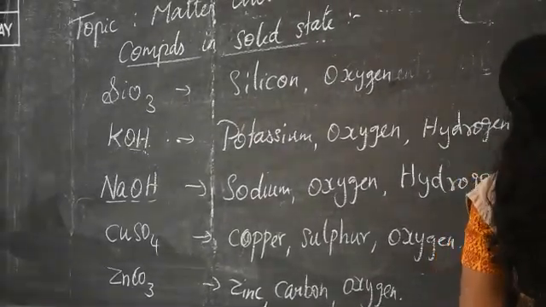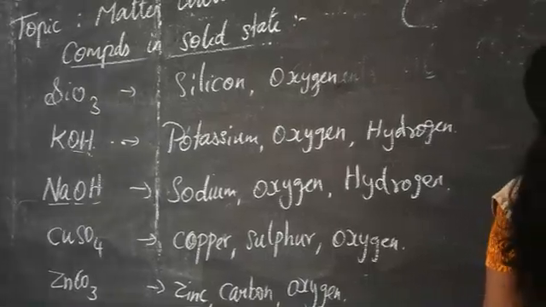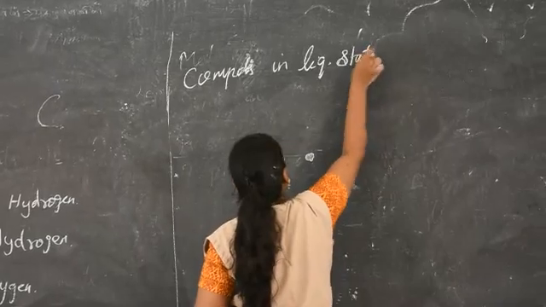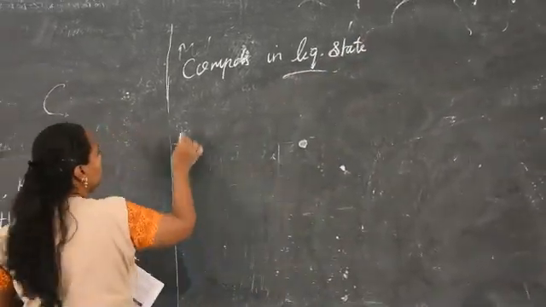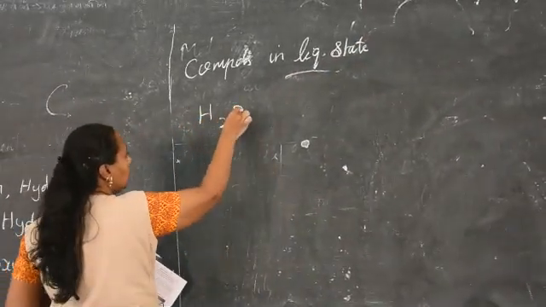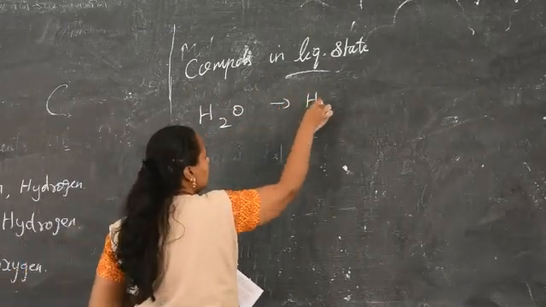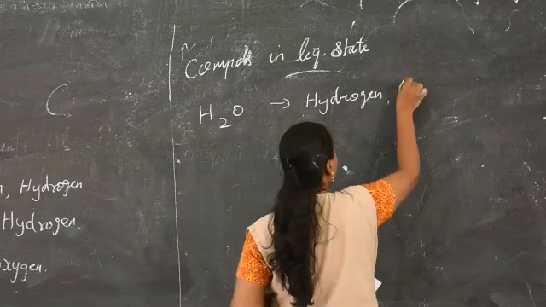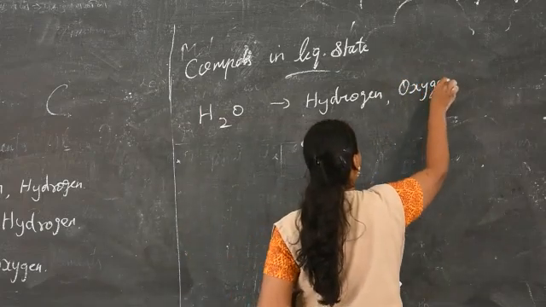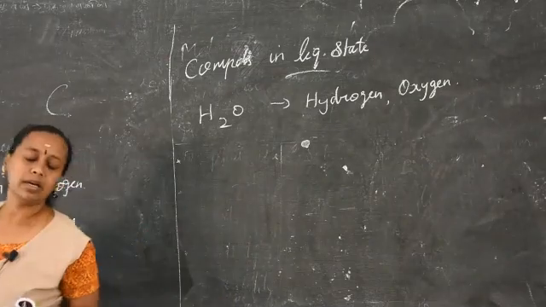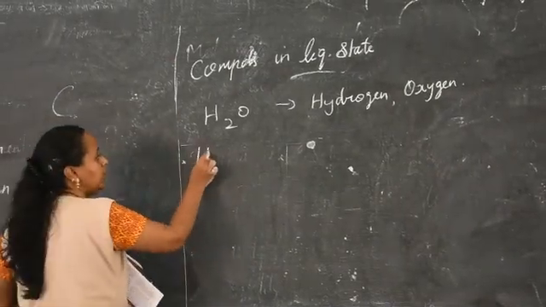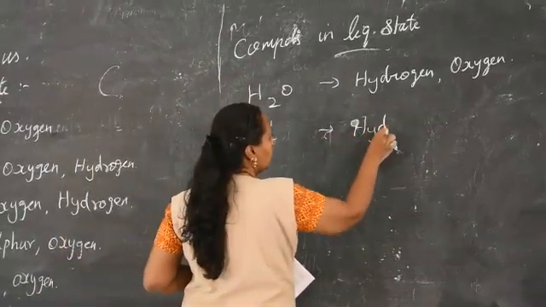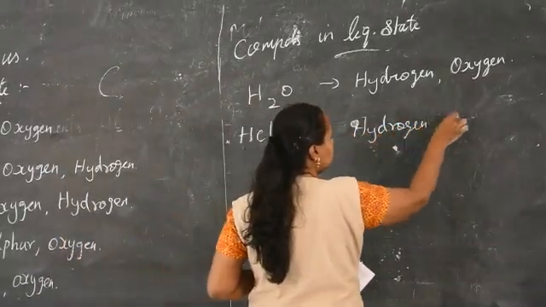Compounds in the liquid state. In your book they have given some compounds like water, H2O. What elements are present? Hydrogen and oxygen. Then we have the acids, like hydrochloric acid, which is HCl. So we have hydrogen and Cl is chlorine.